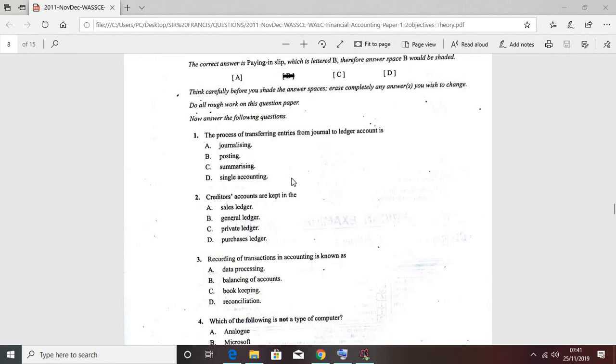Summarizing does not meet it. Summarizing means making the final entries or the final recording in the books, or closing the individual accounts, drafting the trial balance or preparing the final accounts from the books. So that one cannot also meet the definition. So we've seen that option B meets the definition for question number 1.